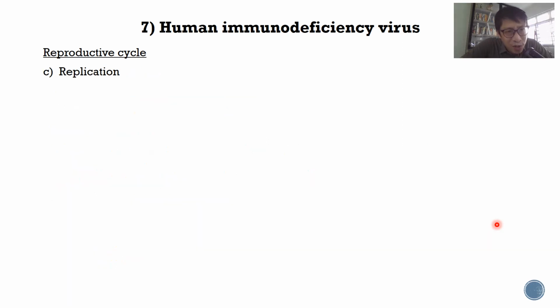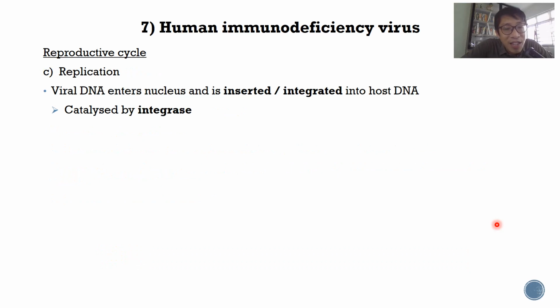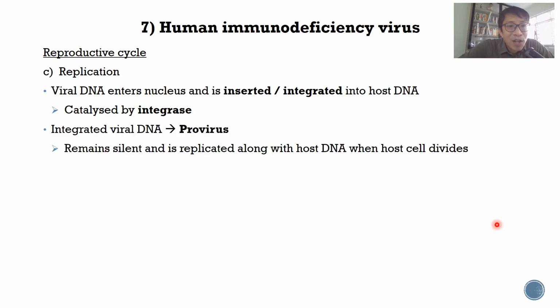Okay, so this viral DNA would then enter the nucleus and gets inserted into the DNA of the T helper cell, right? And this is catalyzed by integrase. So obviously the integrase needs to get into the nucleus too to catalyze this reaction. Okay, the integrated viral DNA is now known as a provirus, not prophage, yeah, because this is not a phage, right? This is just an HIV virus, right?